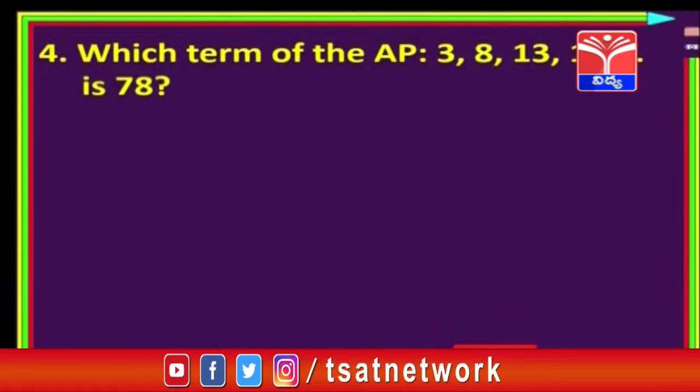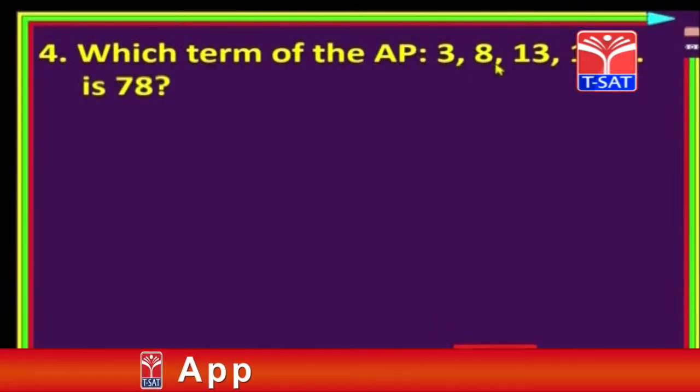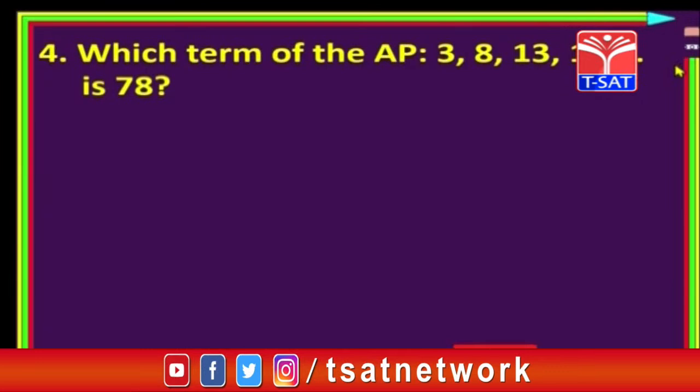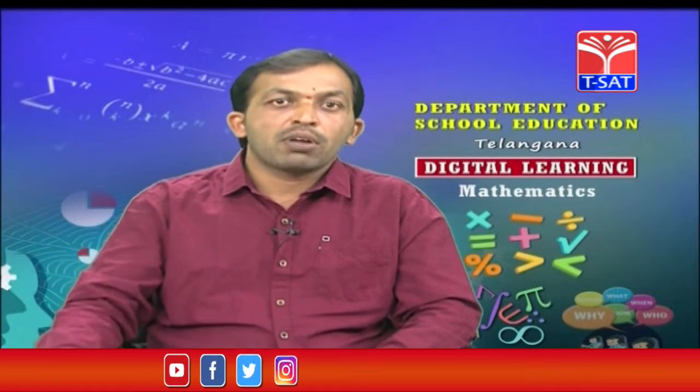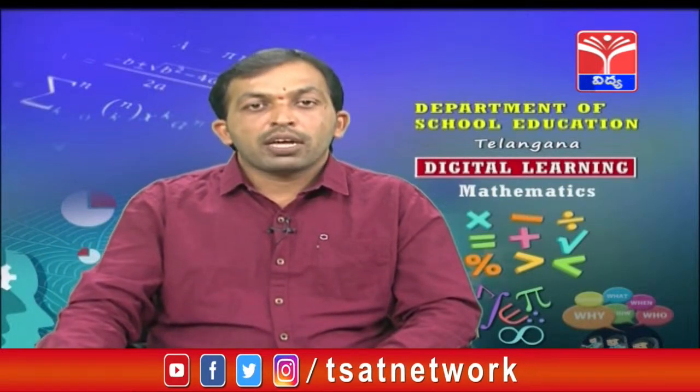Okay, let us see one more example. Which term of the AP 3, 8, 13, 18, and so on is 78? So 3, 8, 13, 18 is an AP. It is given, it is an AP. So in this progression, somewhere we will get the number 78. We may or may not get it, so that we have to check. Let us consider the given number 78 as an, then solve by using the nth term formula. We will get which term is 78.